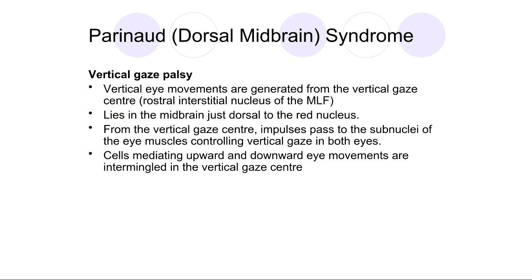So let's talk about Parinaud's dorsal midbrain syndrome. This is a vertical gaze palsy. So your vertical eye movements are generated from the vertical gaze center, which lies in the midbrain, dorsal to the red nucleus. And so your impulses pass to the subnuclei of the eye muscles, controlling vertical gaze in both eyes. So cells mediating upward and downward eye movements are intermingled in the vertical gaze center, which is in the midbrain, dorsal to the red nucleus.